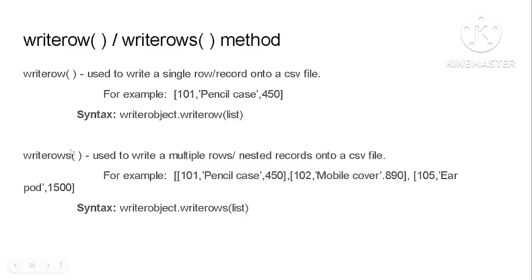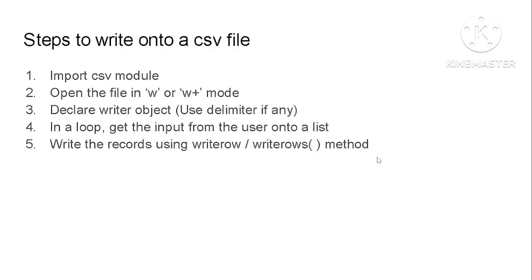In case of writerows, if you have a nested list which consists of all the 3 or 5 or 100 records to be written inside a nested list like this, then you will have to give writer object dot writerows of this list name, the nested list. So single list you will have writerow, nested list you should use writerows.